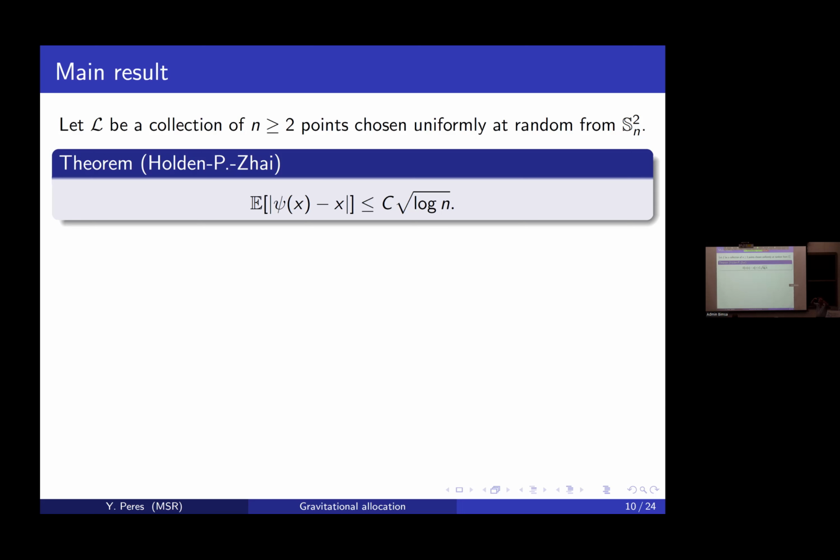And so this is a rather large radius, constant root n. We're saying that the distance traveled by a point does grow with n, but still it's much smaller than root n. It will be root log n, and up to the constant, this is sharp. So this is the average distance traveled.